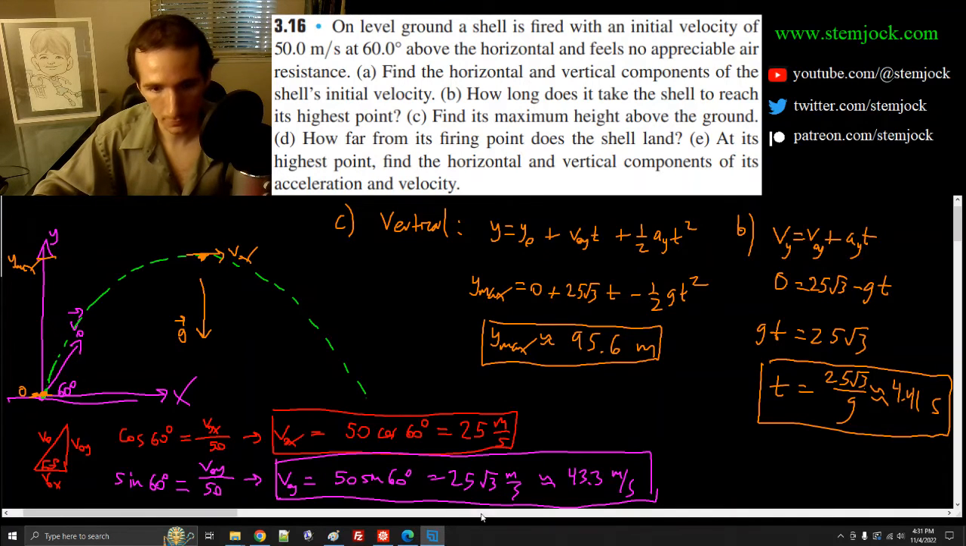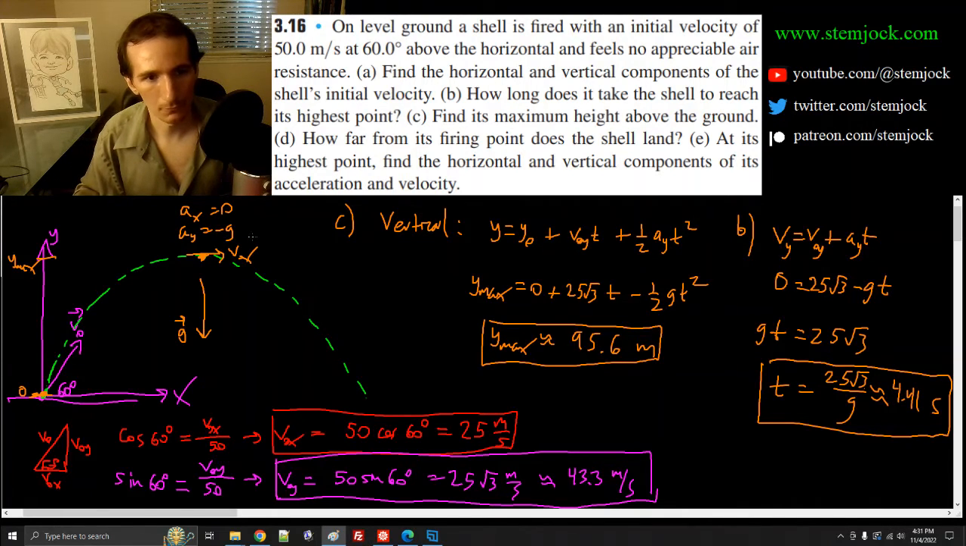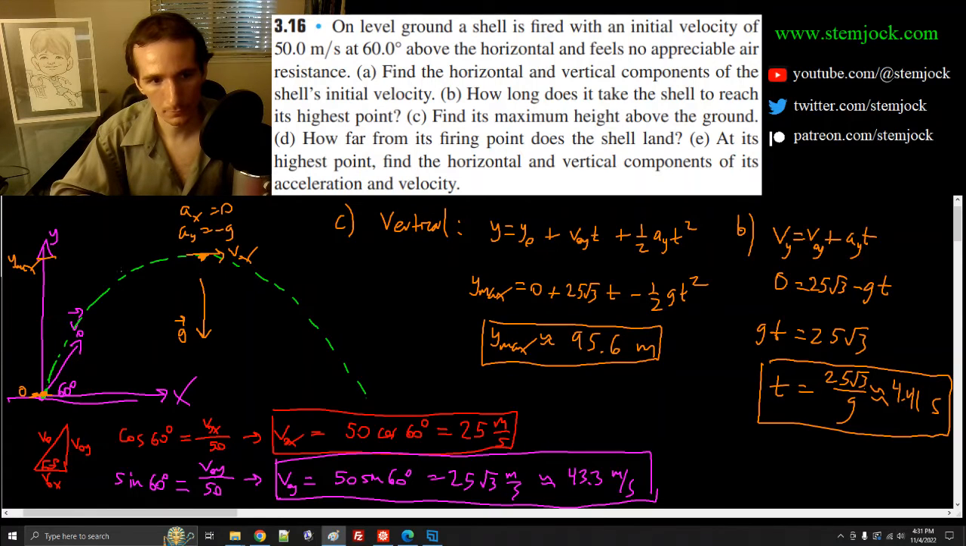Now the acceleration is, at this point, ax equals 0, and ay is negative g. It doesn't change. That's the way it is at every single point along the motion.